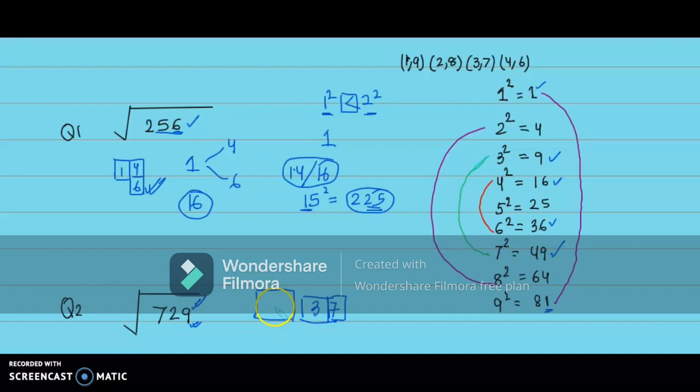For the tens digit you have to find out where the number 7 lies. 7 lies between 4 and 9, that is 2 square and 3 square. So we will always select the smaller number. 7 lies between 2 square and 3 square, so we have to select the smaller value. So we will go for 2. So 2 is the number at the tens place and the units place is either 3 or 7.